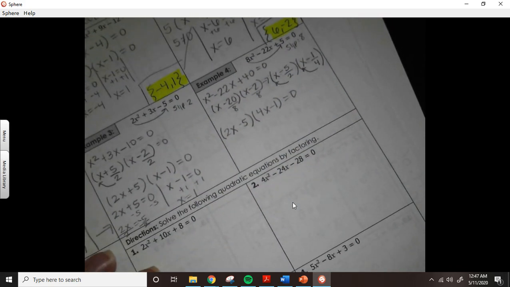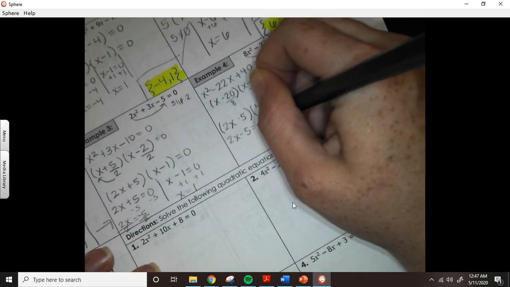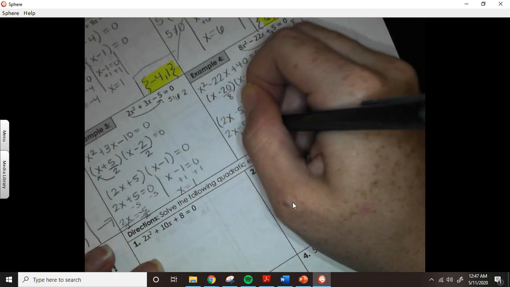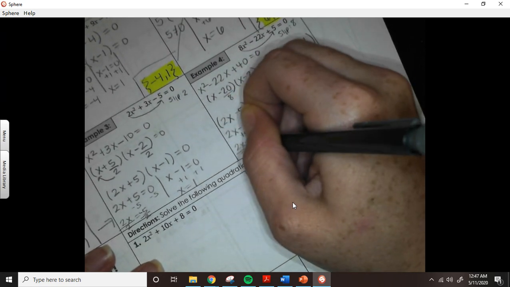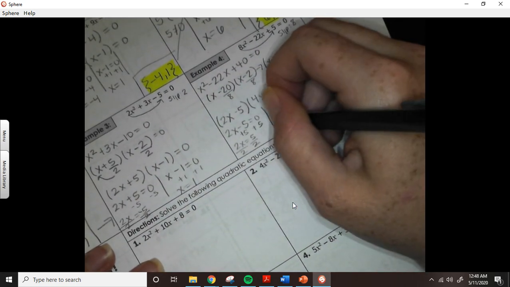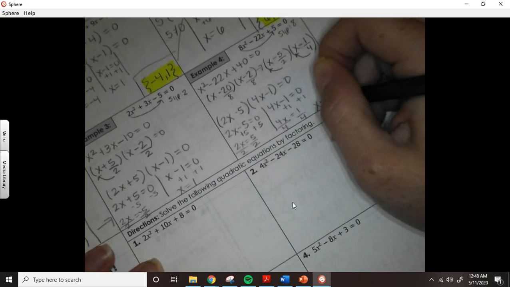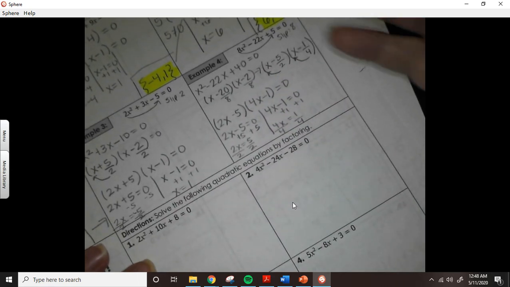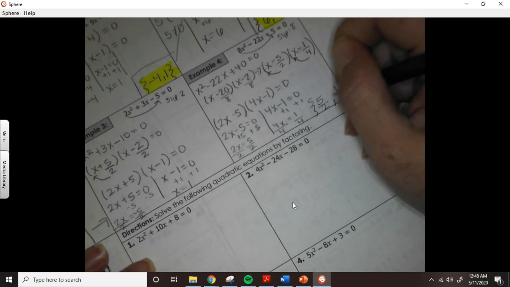Now we get to solve. So 2x minus 5 equals 0, and 4x minus 1 equals 0. So add 5, divide by 2, that looks familiar. 4x equals 1, divide by 4. So x equals, or our answers, 5 over 2, this time it is positive, and 1 over 4.